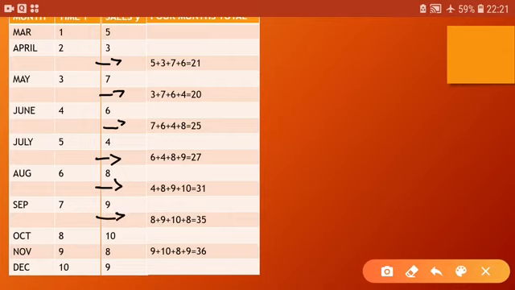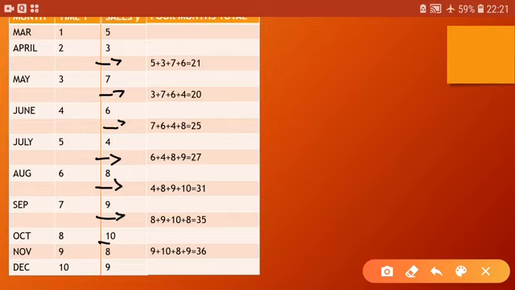Between September and October, 2 up that is 8 and 9 and 2 down that is 10 and 8. So it's 35. Here it's between this October and November, 2 up, 9 plus 10 and 2 down.